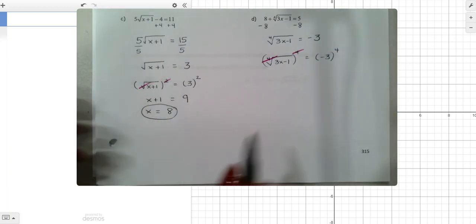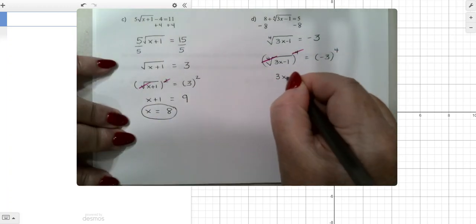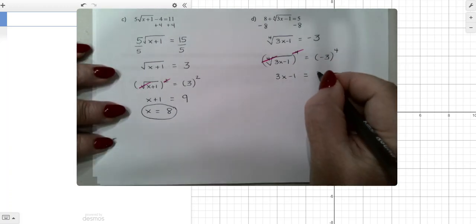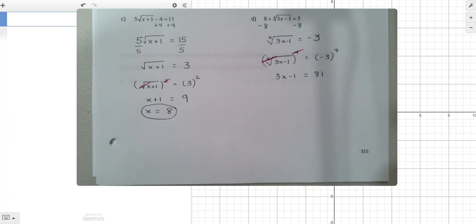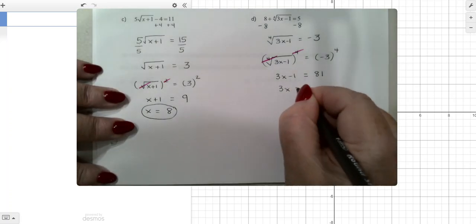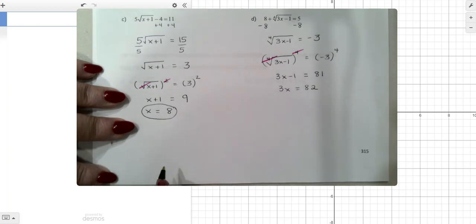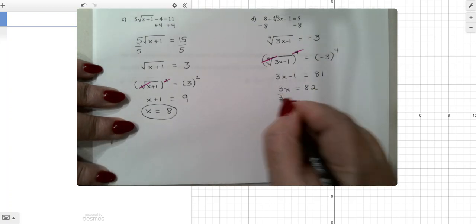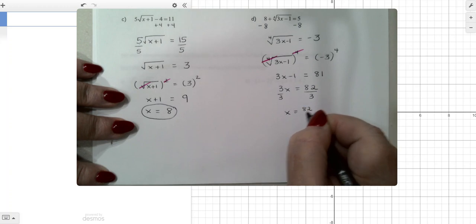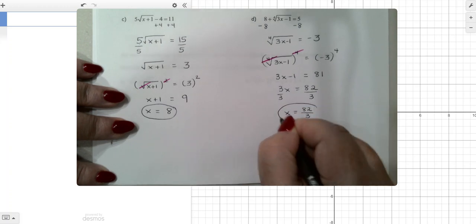That gives me 3x minus 1 equals negative 3 to the fourth. Either you know or you can do it on technology, should give you 81. So 3x equals 82. And if I divide by 3, that's not going to come out evenly. So I'm just going to give the exact answer as the fraction 82 thirds.